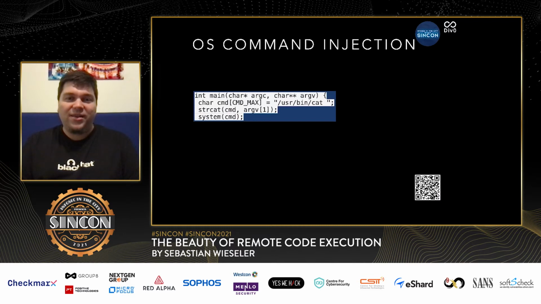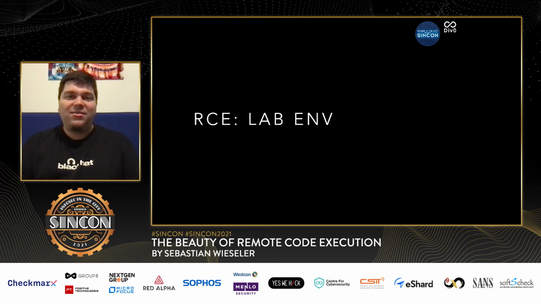To simplify this example, you see here again we define a command as /usr/bin/cat, and we concatenate it together with user supplied input and then run it in a system command, which leads again to OS command injection, basically, right? Okay, let's look at those two categories, file upload vulnerabilities and OS command injection vulnerabilities, in a lab environment.